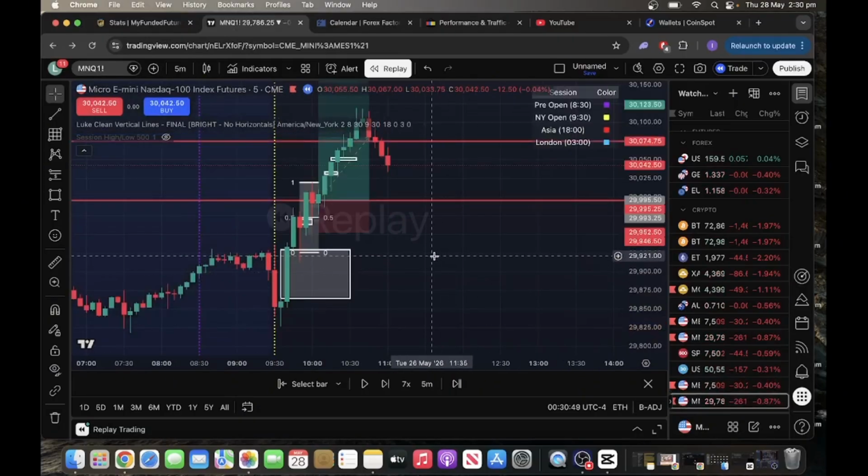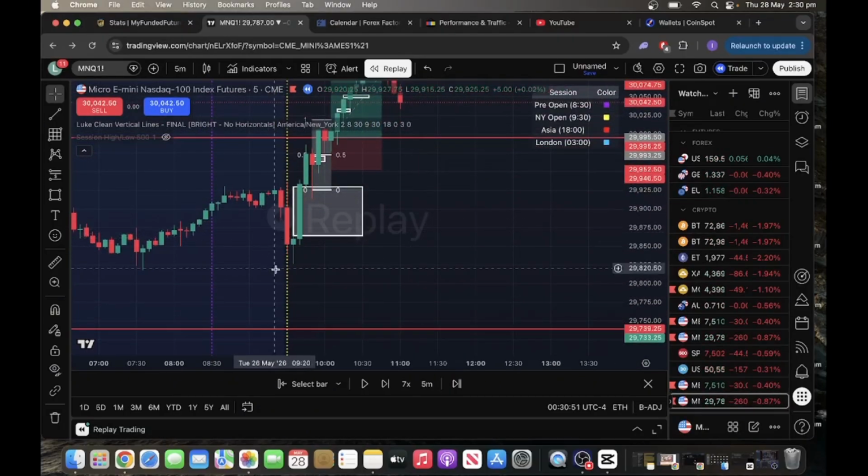Having a look at NQ, it never took out London lows, but it's okay, because ES did, it created a bullish SMT divergence. So all we needed here was this 5-minute to break structure, which it did.